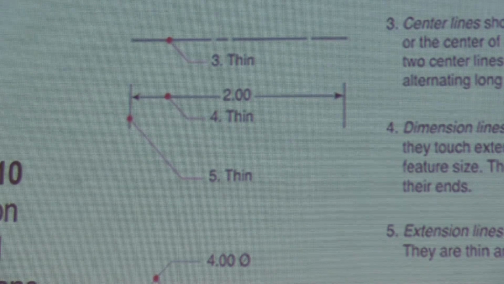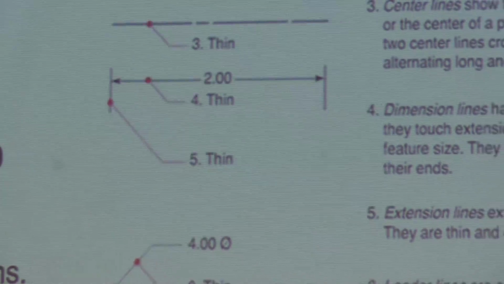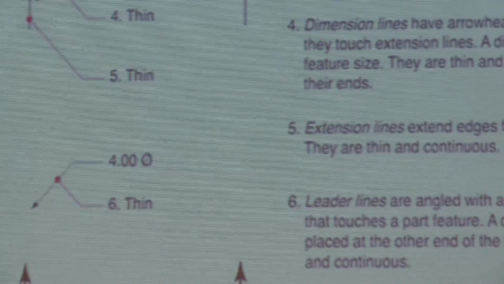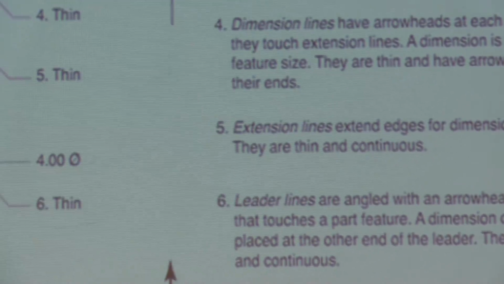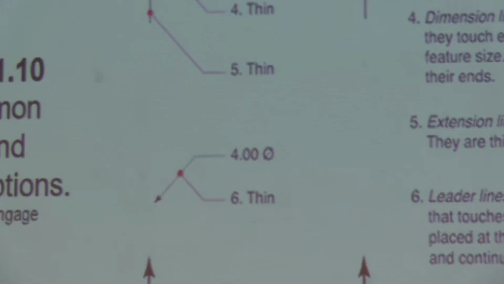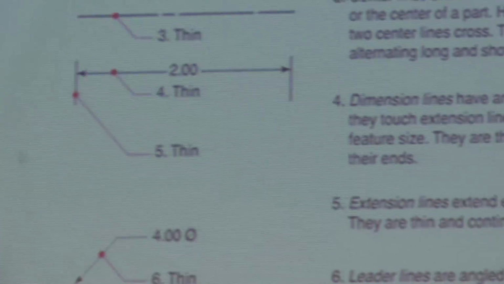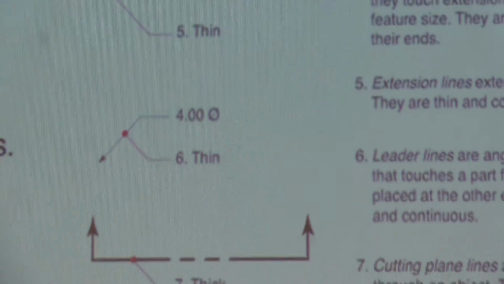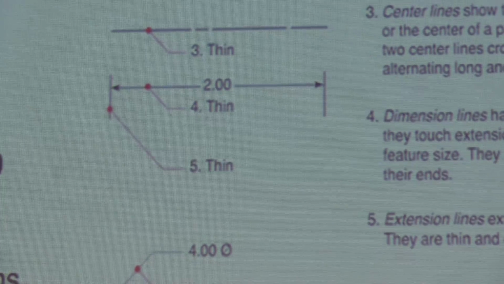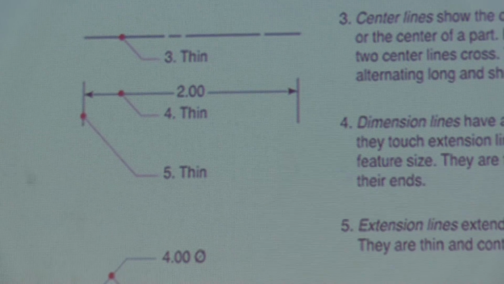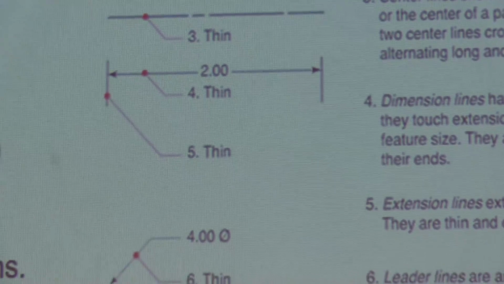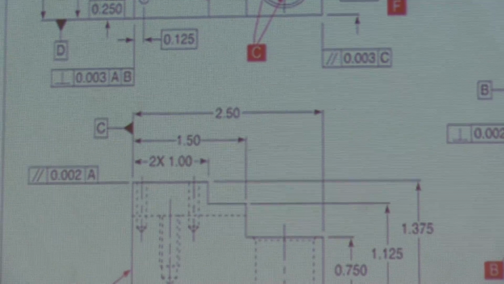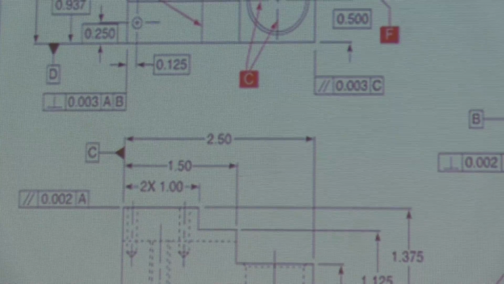Dimensioning line. Let's do dimensioning lines and extension lines, okay, and leader lines. So extension line is number 5. Number 4 shows the dimension in between. Look at those two first, okay? So number 4 is the dimension line. Number 5 is the extension line. Right there in front of us, the 2.50 on the top side is a good example.